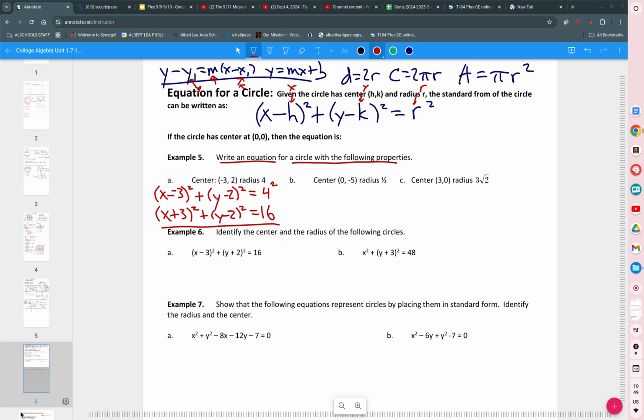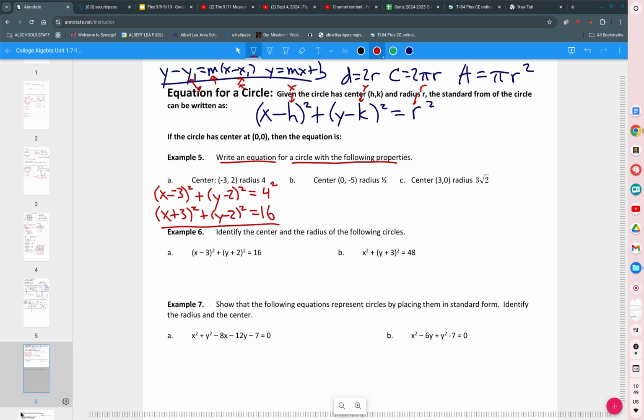Here's what we could tell about this circle. It has a center of not 3, but -3. And the y value not -2, but +2. Notice how it's opposite. Everybody see the opposite? And then the radius is 4. It's the square root of that.